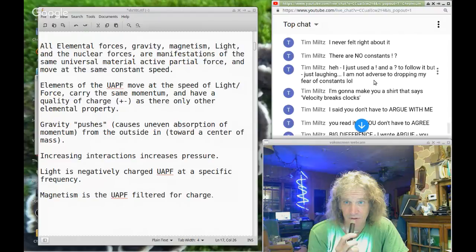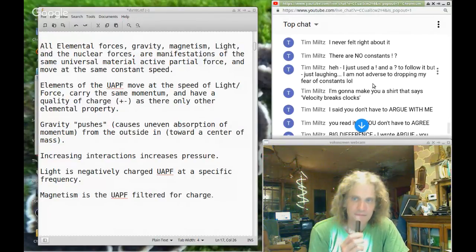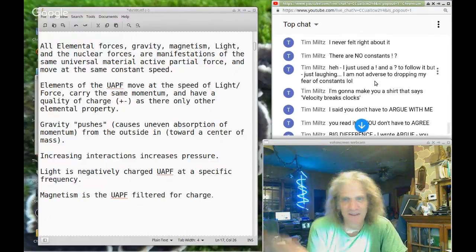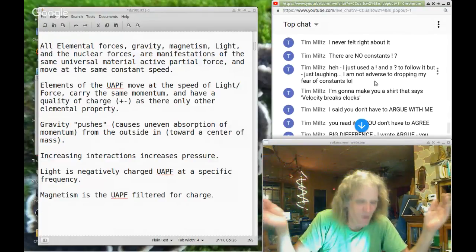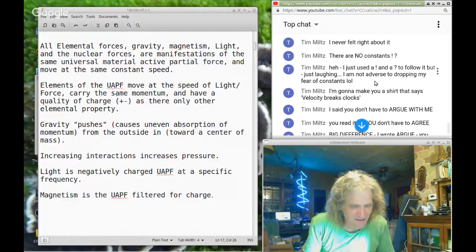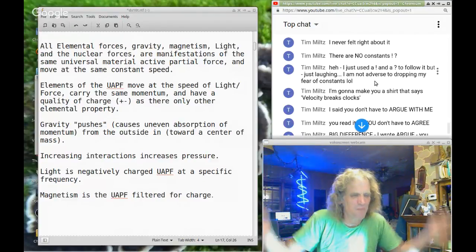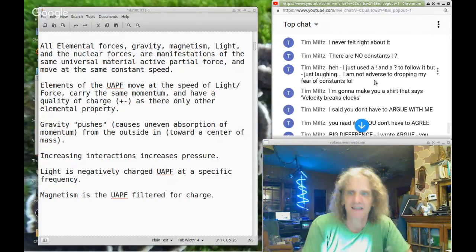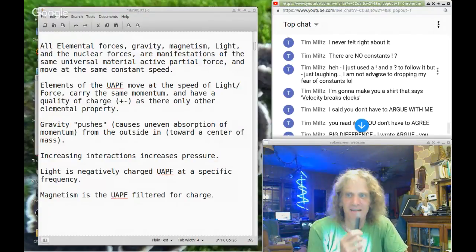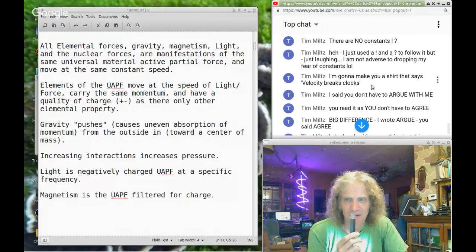I am not averse to dropping my fear of constants. I just don't want to spend the rest of my evening giving you therapy on constant fear. It's like talking religion or something. Do you want me to go through all the evidence of the constants and explain why there are so many elements of reality that are so reliable? I really don't want to do that. It's like talking to a flat earther.